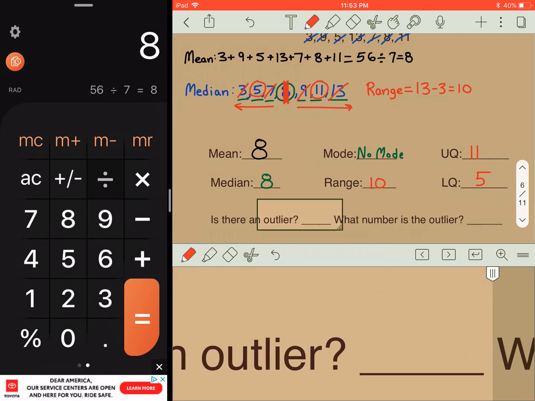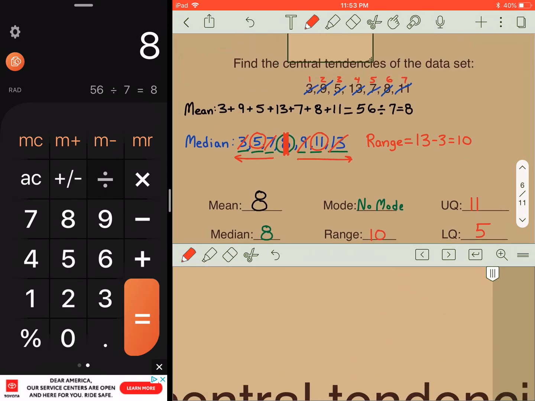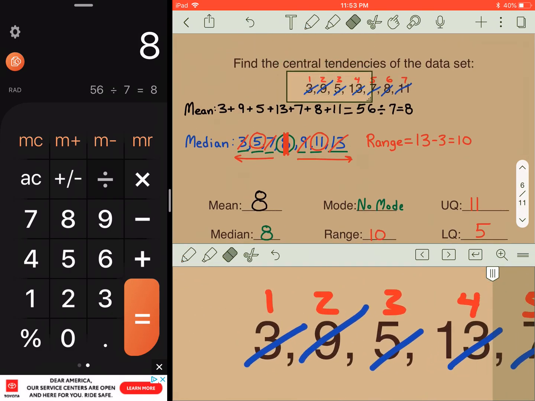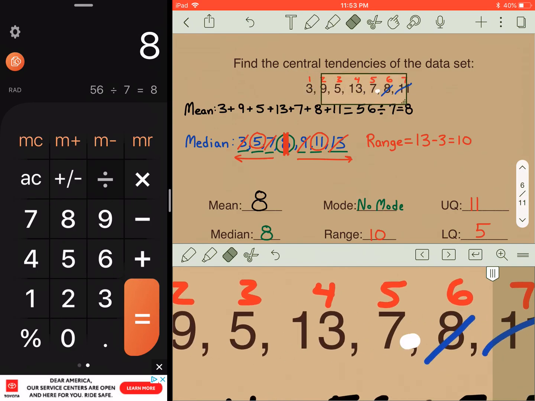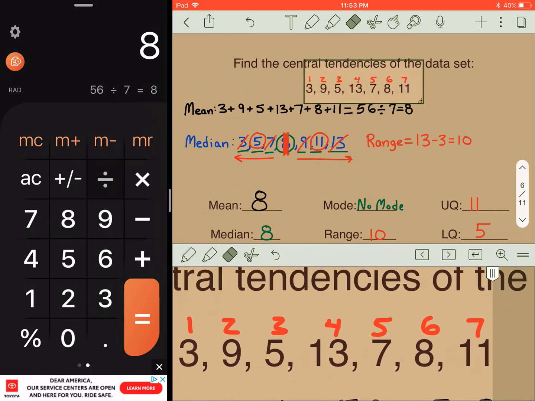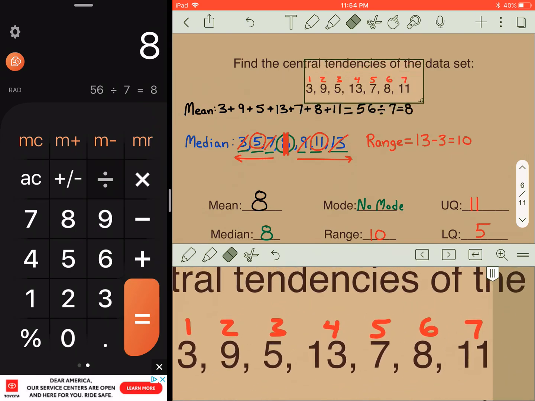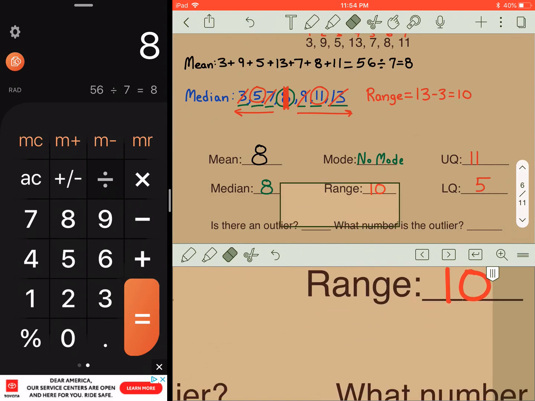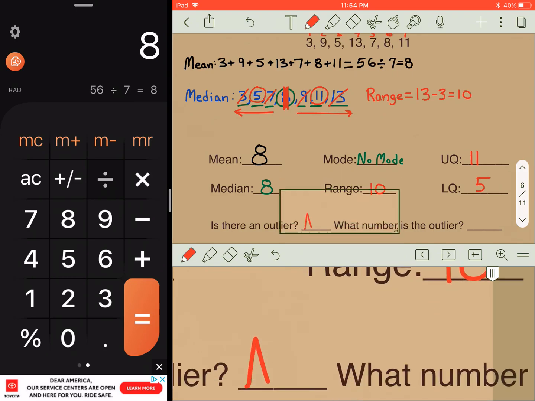Last part about this, is there an outlier? Are there any numbers in my data set that stick out, that are just way bigger or way smaller? And by way bigger or way smaller, I mean really stand out. And here, no, I mean 13's kind of bigger than 8 and 7, but there's not a huge gap between that and the number next to it. So here, no, there is no outlier. So we're done there. We don't have to answer what is the outlier.